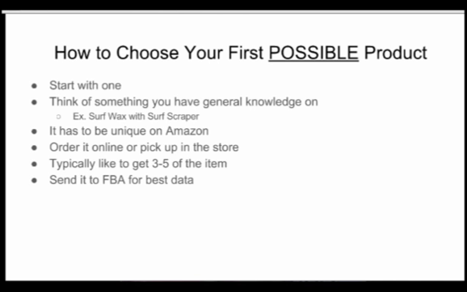So again, let's review real quick. The whole point of how to choose your first possible product, remember the last part of this in the modules is how to buy right. This is just the first possible product that you might want to sell. And really, we're using it as bait to have Amazon tell us search terms. You start with one, you think of something you have general knowledge on. So for me, surf wax, surf scraper, that's unique on Amazon. I didn't go order a container from China, I ordered it online, or you can pick it up in the store. I typically like to buy 3 or 5 of these, and I like to send them in to FBA for best data. All right, let's go ahead and go on to the next module.